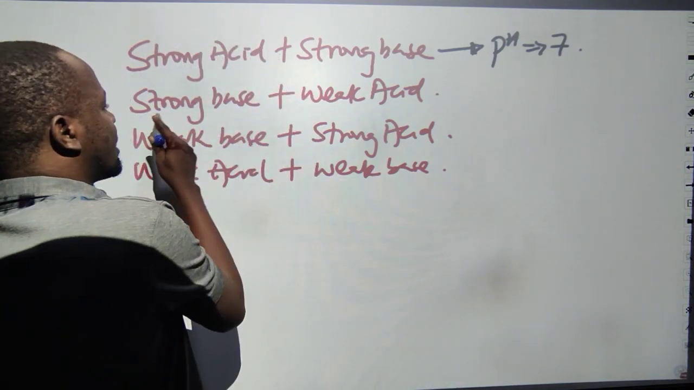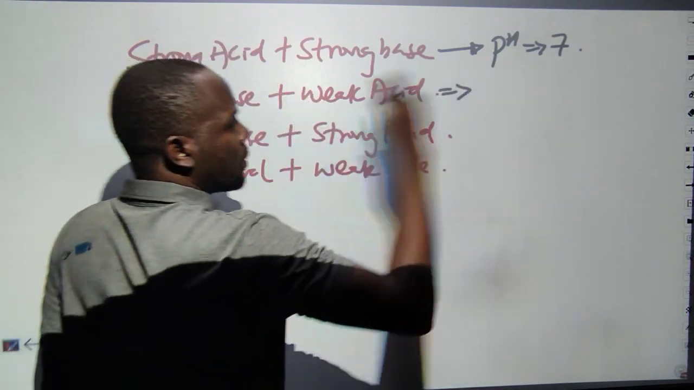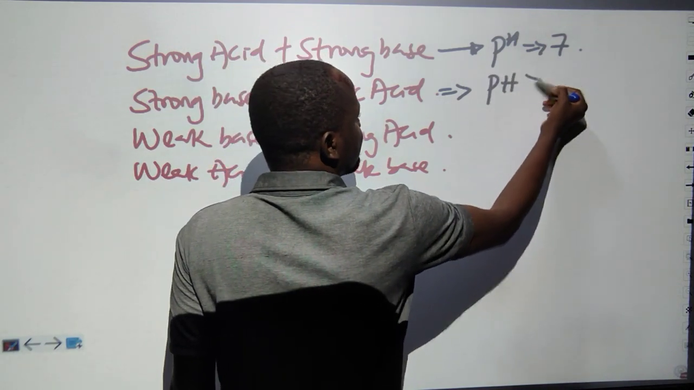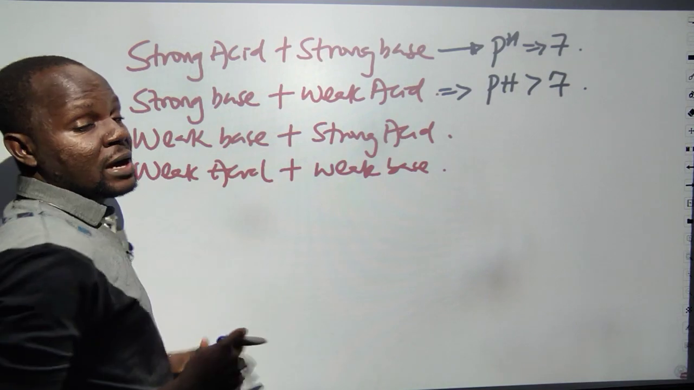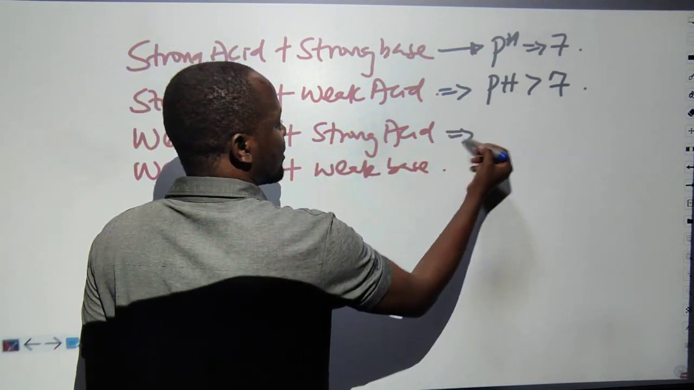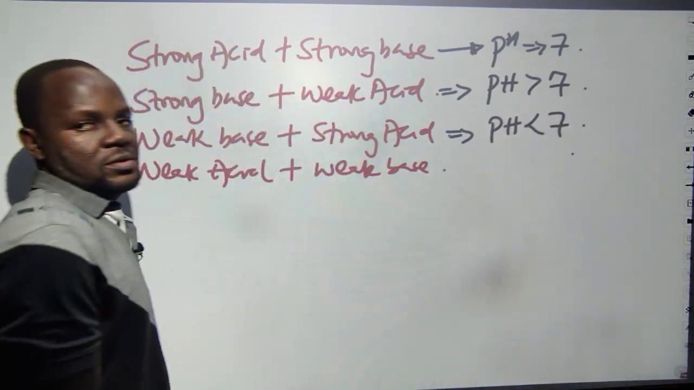Now for strong base and weak acid. Now we can see strong, so it means it will be more basic. So when it is more basic, that means pH is greater than 7. Weak base and strong acid: in that case, it will be more acidic. That means pH is less than 7.